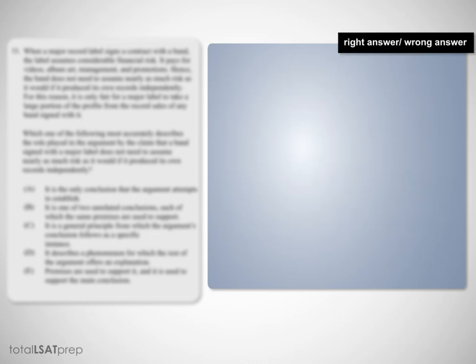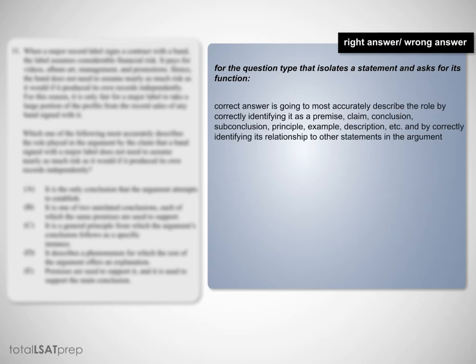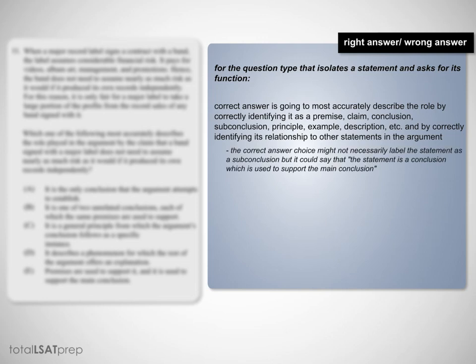Okay, in terms of right answers, wrong answers, for the question type that isolates a statement and asks for its function, the correct answer is going to most accurately describe the role by correctly identifying it as a premise, a claim, a conclusion, a subconclusion, a principle, an example, a description, etc., and by correctly identifying its relationship to other statements in the argument. The correct answer choice might not necessarily label the statement as a sub-conclusion, but it could say that the statement is a conclusion which is used to support the main conclusion. So it'll give you a definition of a sub-conclusion.